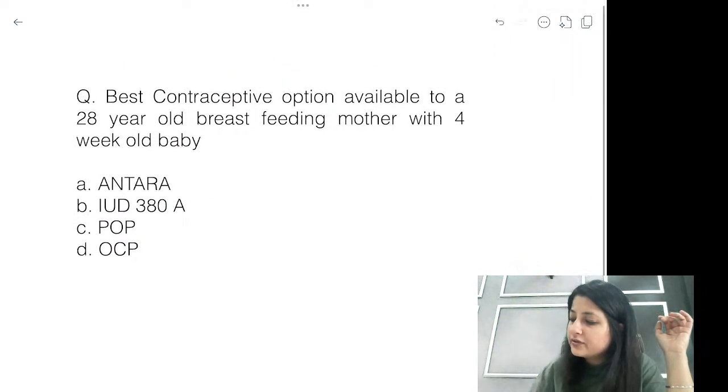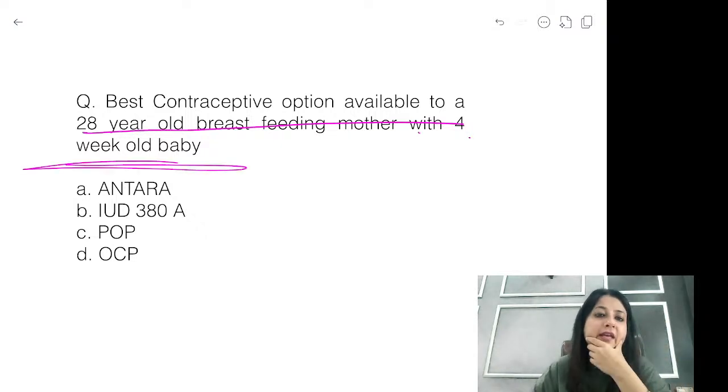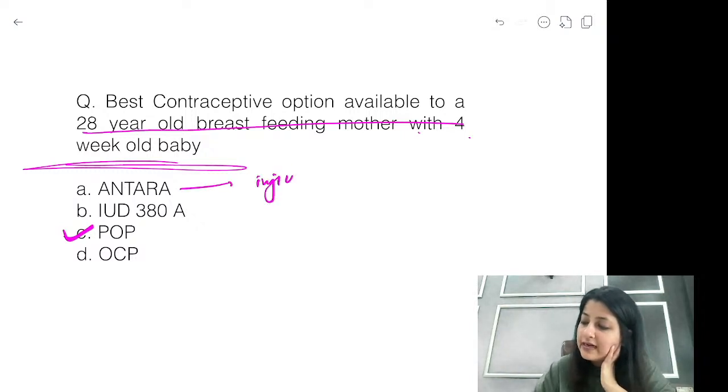So tell me the answer to this. Best contraception option available to a 28-year-old breastfeeding mother with a 4-week-old baby. What will you mark? Antara, IUD 380A, progesterone only pill and OCP. Yes, progesterone only pill. Now guys, what is Antara? I hope you know it is nothing but injectable DMPA.